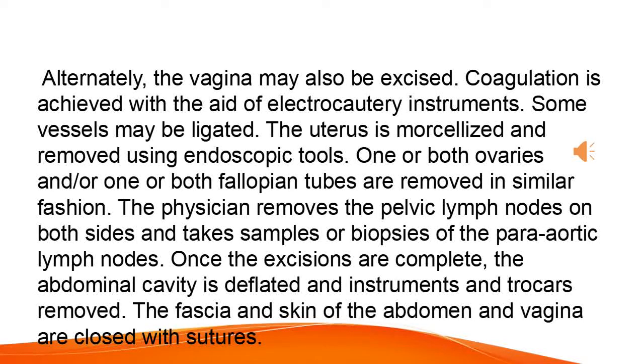The physician removes the pelvic lymph nodes on both sides and takes samples or biopsies of the para-aortic lymph nodes. Once the excisions are complete, the abdominal cavity is deflated and instruments and trocars removed. The fascia and skin of the abdomen and vagina are closed with sutures.